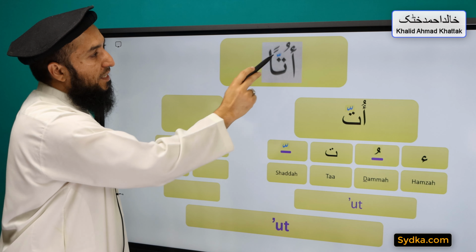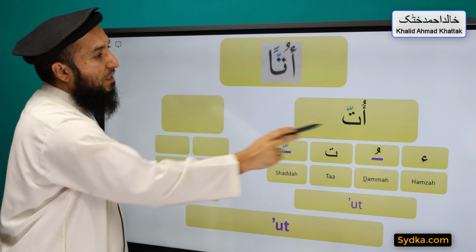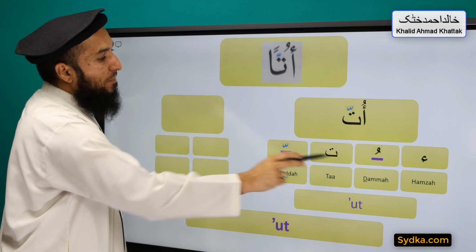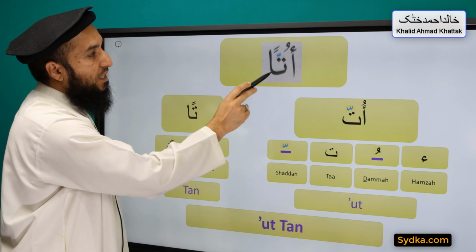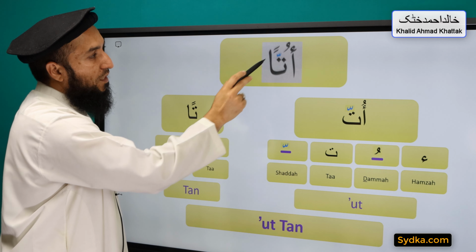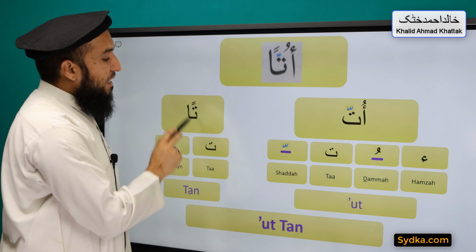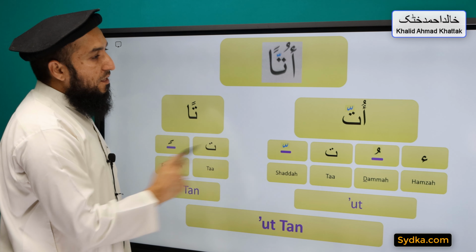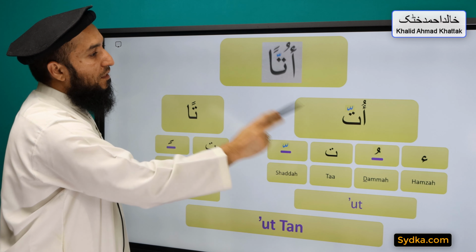Hamza Dhamma Ta Shadda, Ut. The second syllable we have is ta fathatain, tan. Ta is a light letter. It has fathatain on top of it and this alif is silent. Ta fathatain, tan. Combining both syllables together we have Uttan.